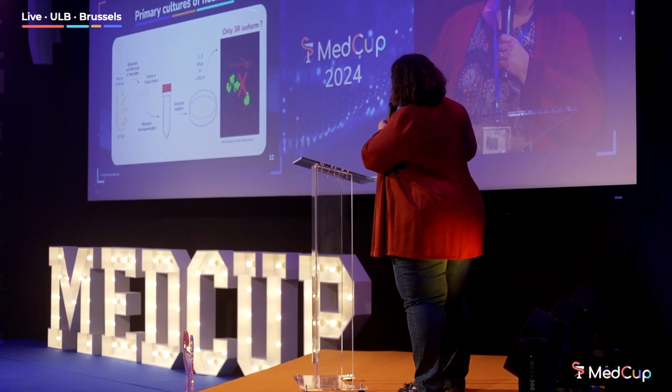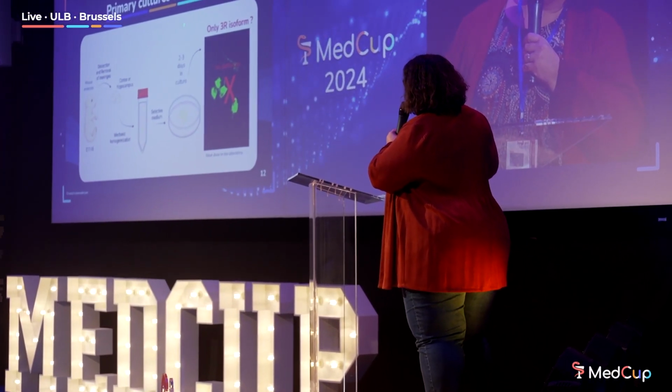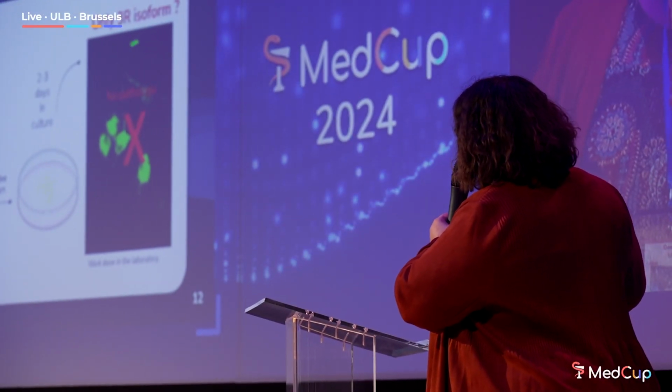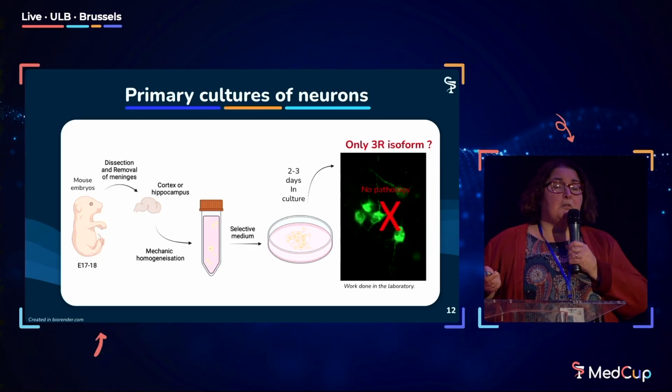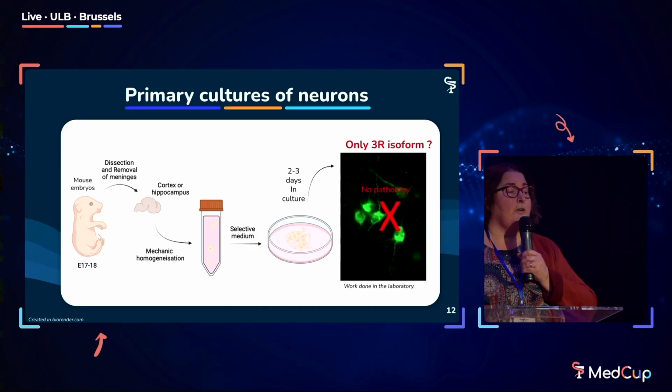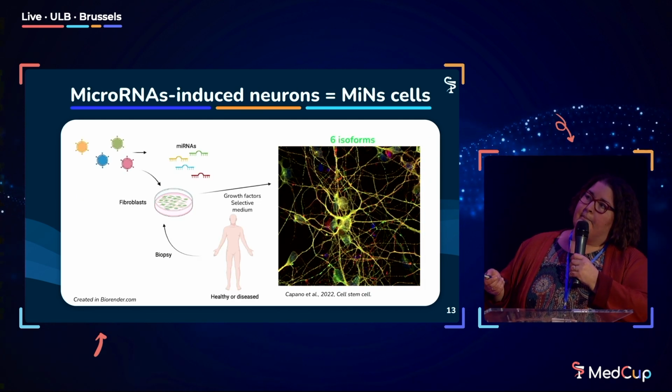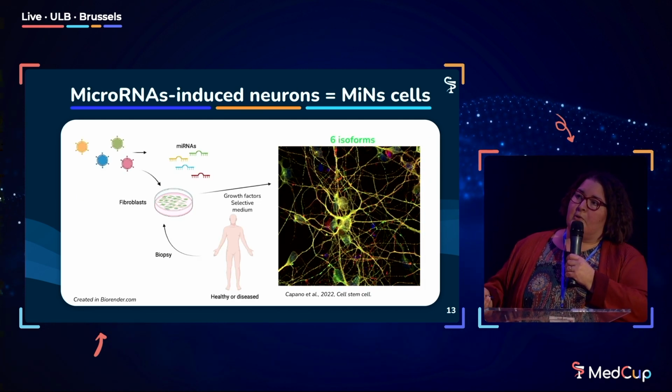We wonder if it's not due to the fact that the embryos are expressing only the shortest isoform of tau. If you remember my illustration with the isoforms, we have seen that only the shortest isoform is expressed, and in human we have the 6 isoforms. And thus we were wondering, okay, perhaps it's due to the fact that we do not have the 6 isoforms.